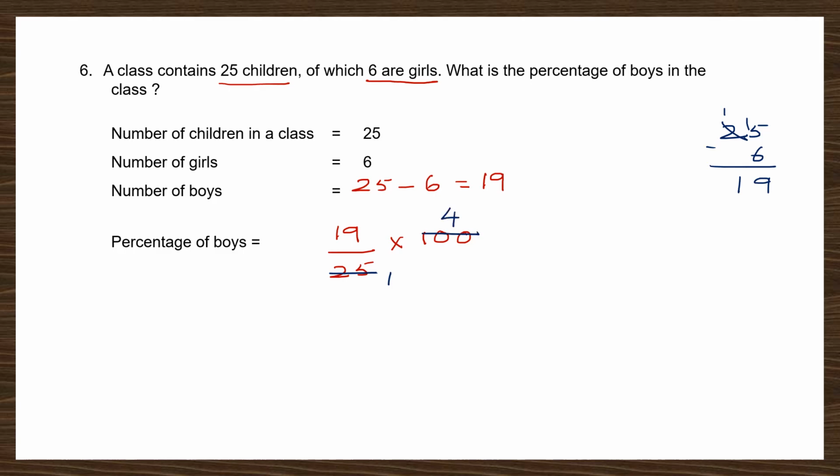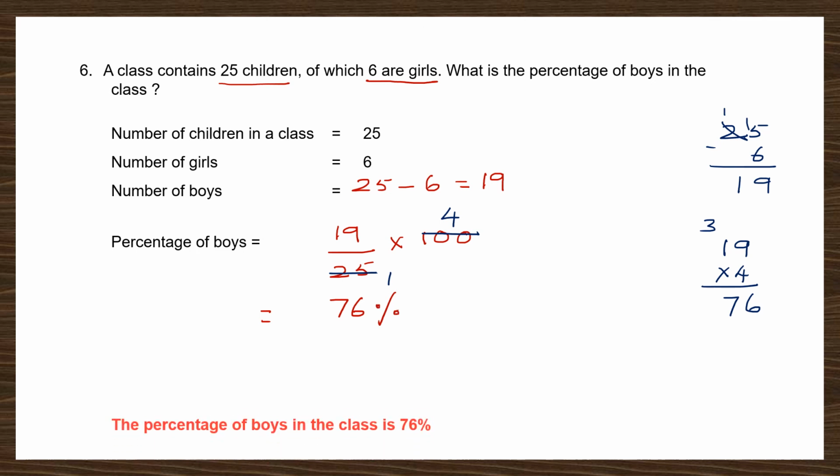So now we can find the percentage of boys by multiplying 19 into 4. So let's multiply 19 into 4. 4 nines are 36, carry 3. 4 ones are 4, 5, 6, 7, 76. So we have found the percentage of boys in the class, 76%. So the percentage of boys in the class is 76.